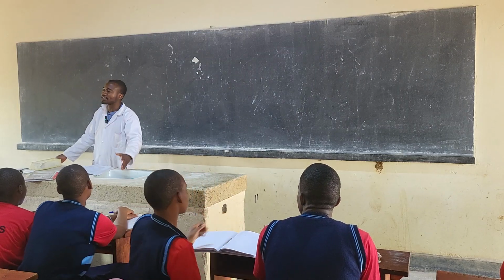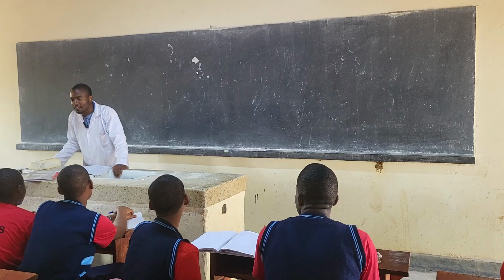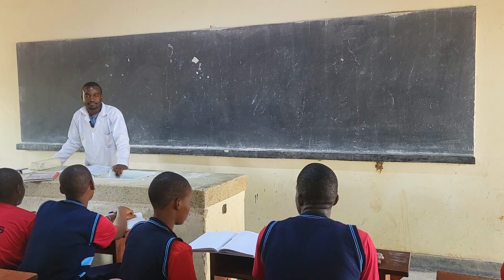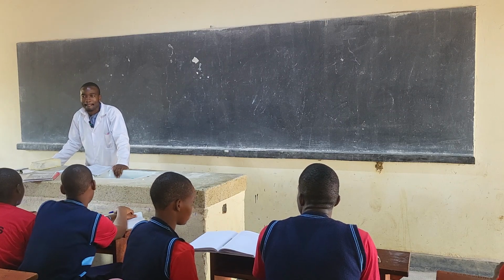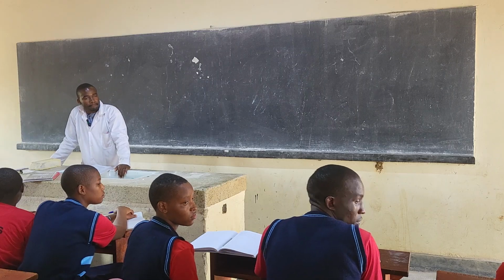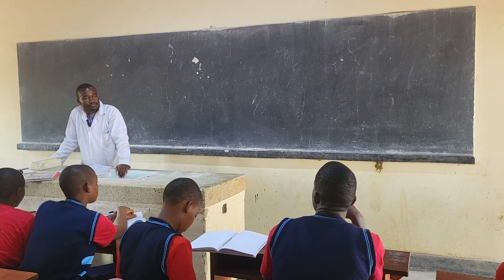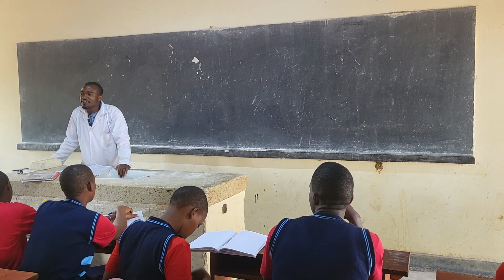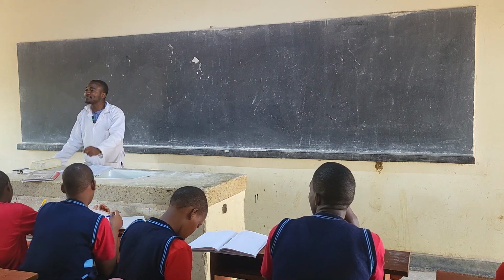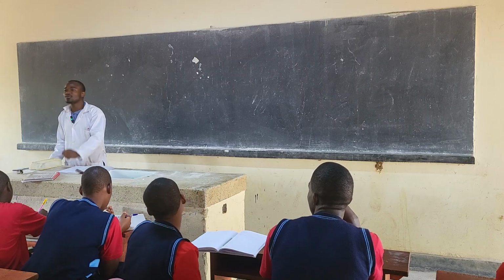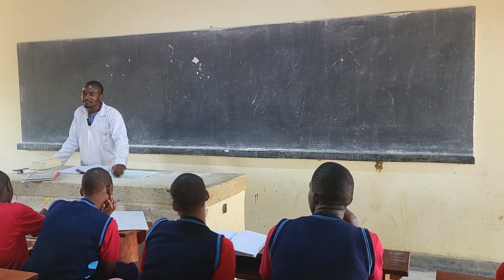So basing on those facts, how can you now define relative permittivity? Any volunteer? Yes. The ratio of the permittivity of a material to the permittivity of free space.